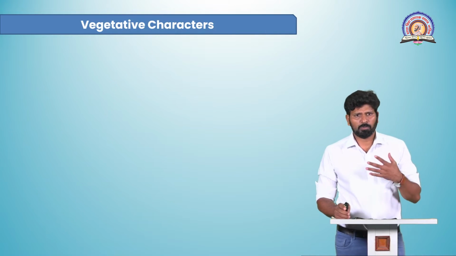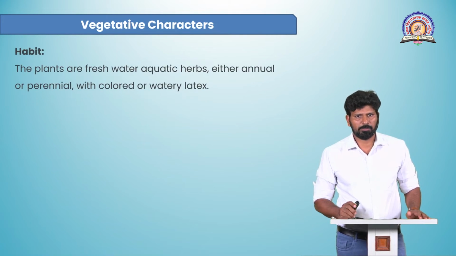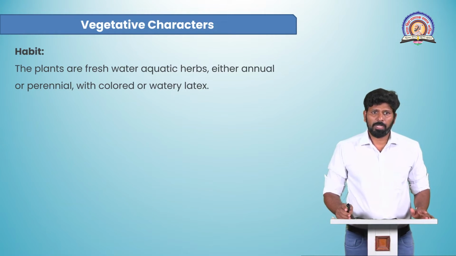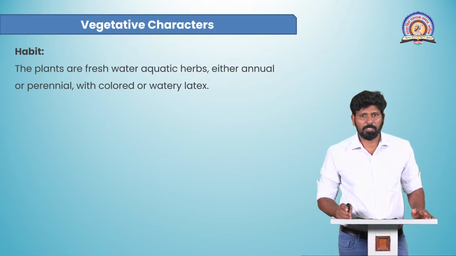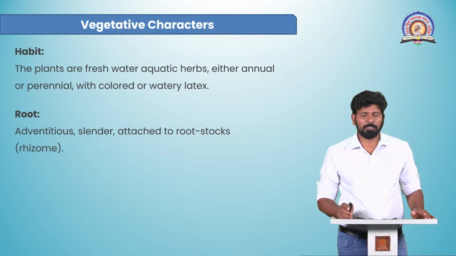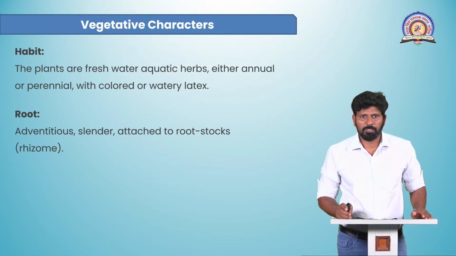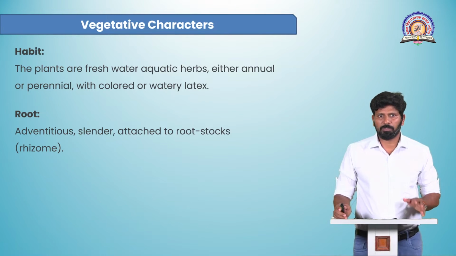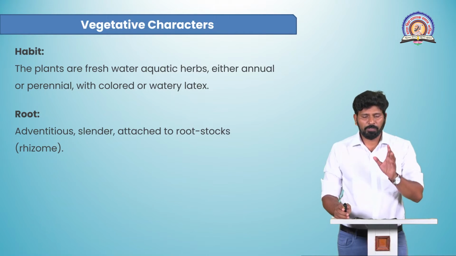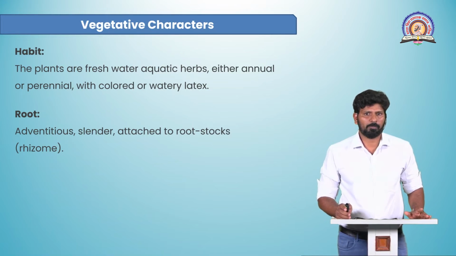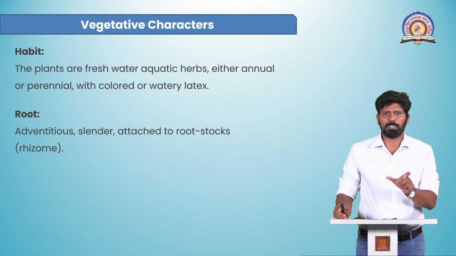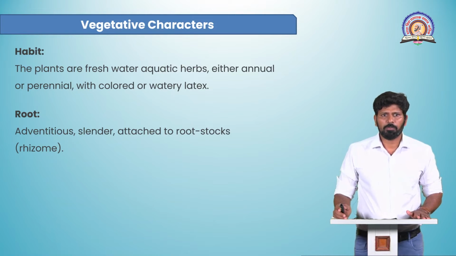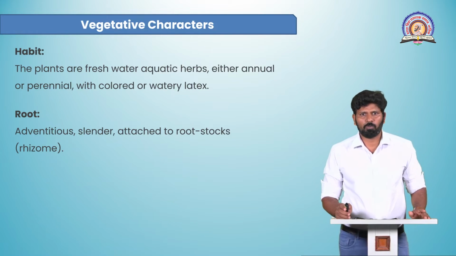So we are now going to discuss about the vegetative characteristics. So habit, the plants are freshwater aquatic herbs, either annual or perennial with colored or watery latex. Just remembering the example of lotus, we can say that these plants are freshwater aquatic herbs, either annual or perennial. Annual means lifespan is 1 year. If lifespan is more than 1 year, we can say that these are the perennial with colored or watery latex.